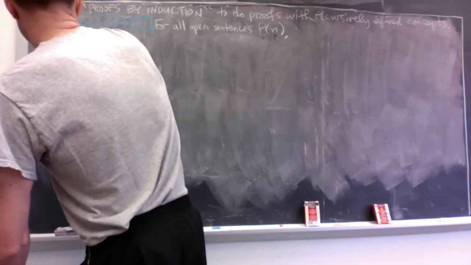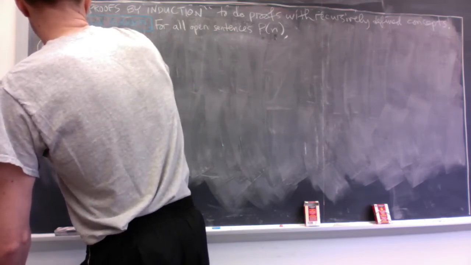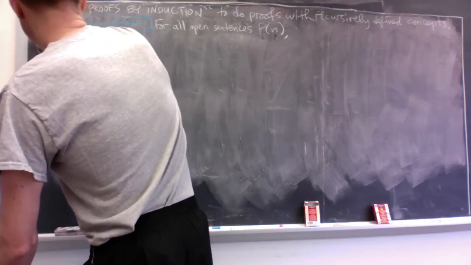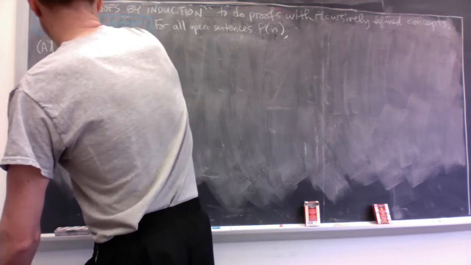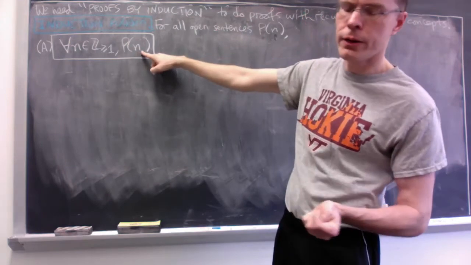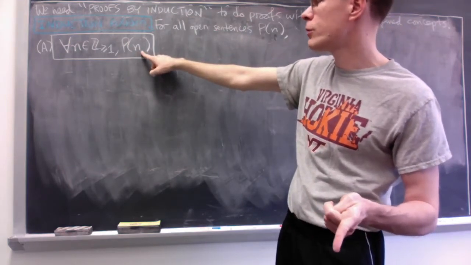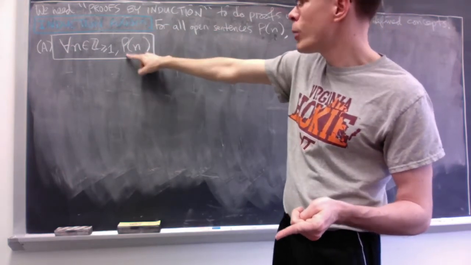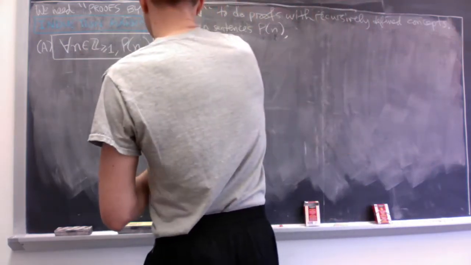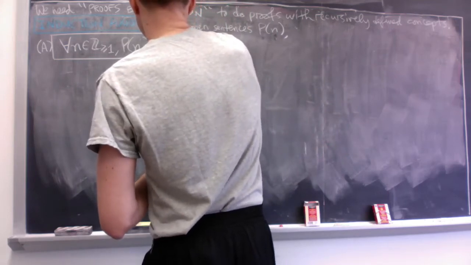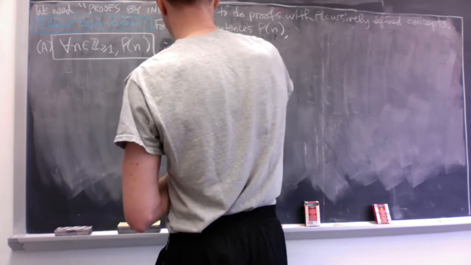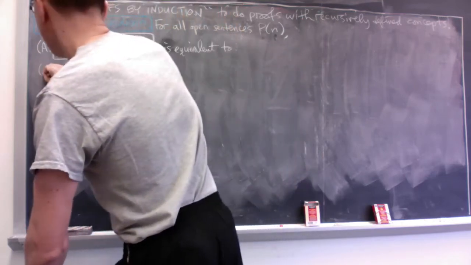So for every n in the positive integers, P of n. In most of our proofs, the things we're proving will look like this: universal statements about all positive integers. And what this axiom says is that no matter what this statement is, this statement A with the quantifier has the same truth value as statement B.